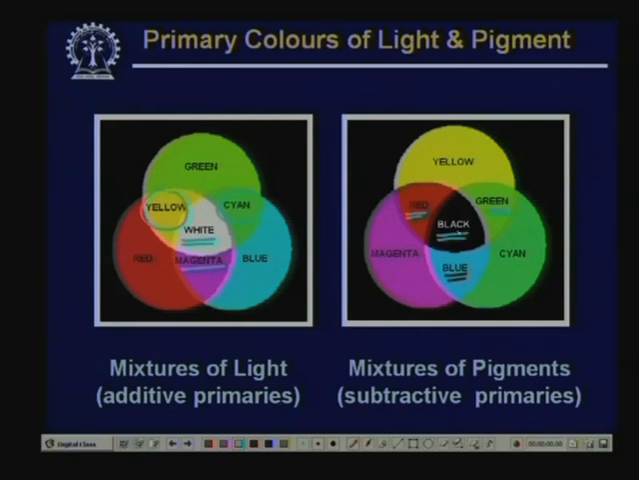So, by mixing different primary colors of light or different primaries of the pigment, we can generate all types of different colors in the visible spectrum.